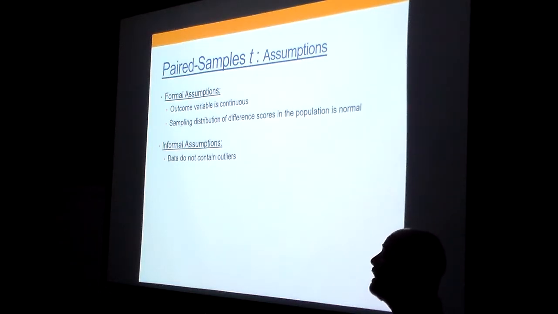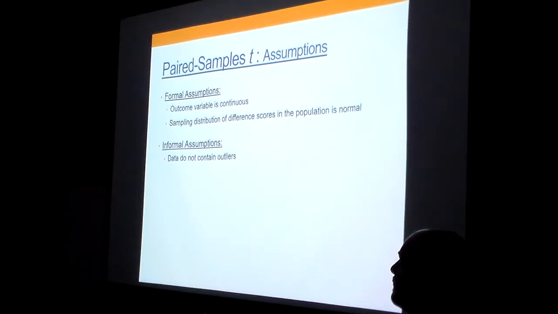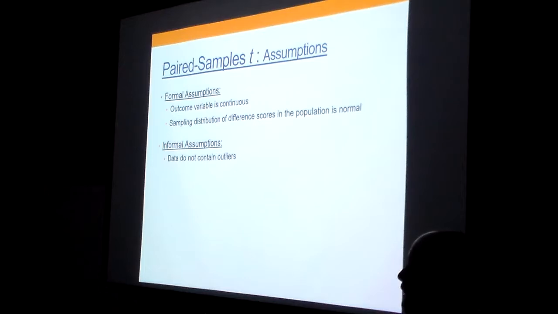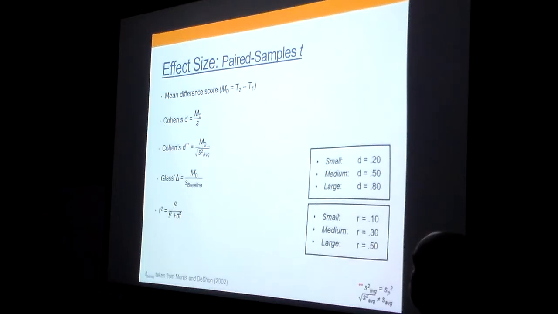What we do care about is that the sampling distribution of the difference scores is equal. Informal assumptions: we don't have outliers, right? We've got everybody showing a 4 to 5 point increase, and then someone else has a 20 point decrease. That's going to be problematic. We want to figure out what's going on there. Okay. Our effect sizes.